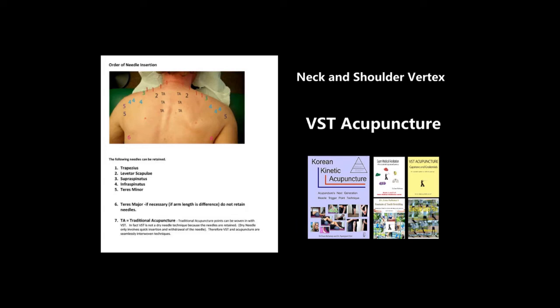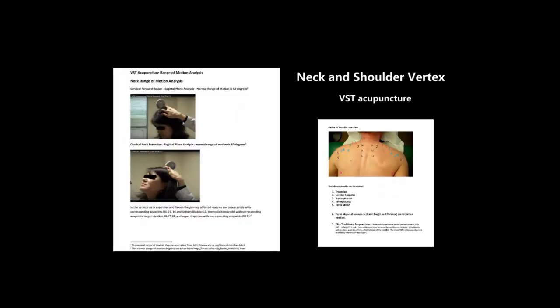So I'm going to be showing this picture when we identify the range of motion testing. You'll see this picture associated with the range of motion testing. This is the neck range of motion analysis. This is cervical forward flexion and cervical neck extension. For the purposes of our study, we used an inclinometer that measured the range of motion. So we're going to give you what is considered normal range of motion for each of these range of motion exams.